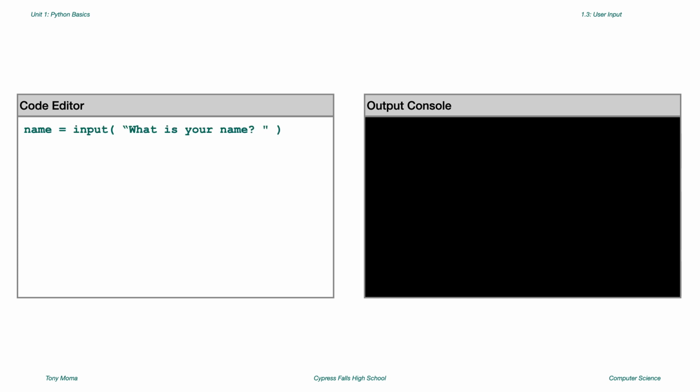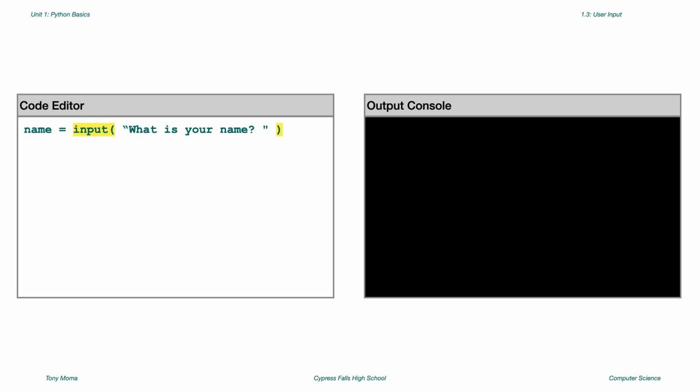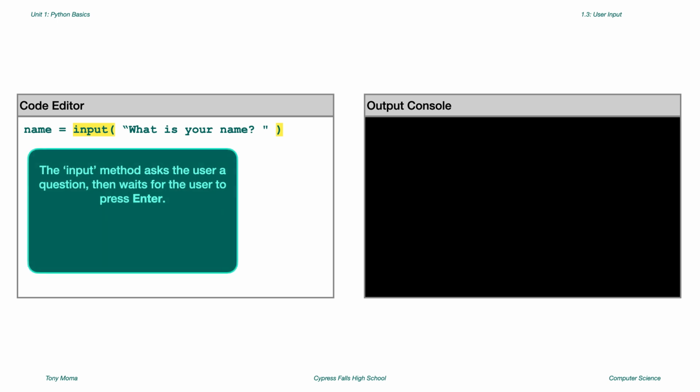Now, let's break down this line piece by piece, starting with the word name. Name is the variable where the user's response will get stored. That is then followed by, of course, the assignment operator, which we discussed in a previous video. Then we have the input method. The input method will ask the user a question, then wait for the user to press enter. The Python interpreter will not move on to the next statement until the user presses enter.